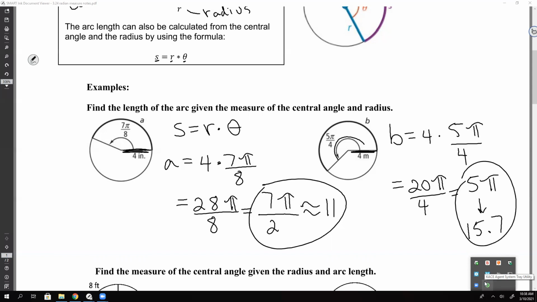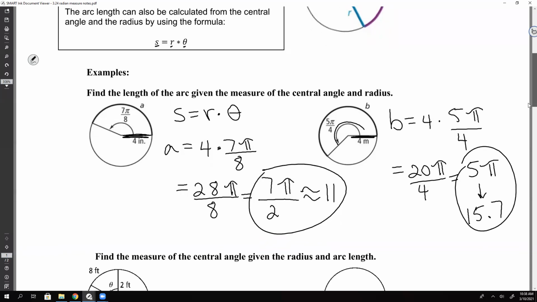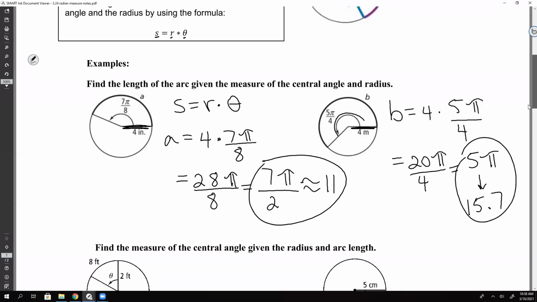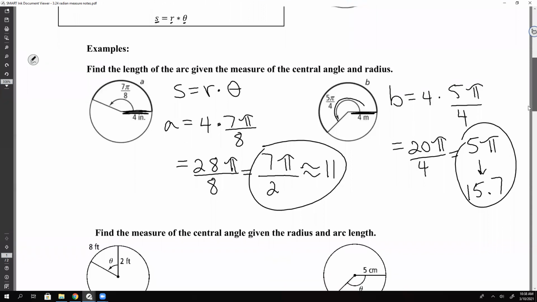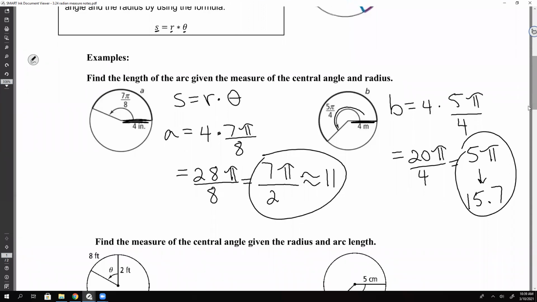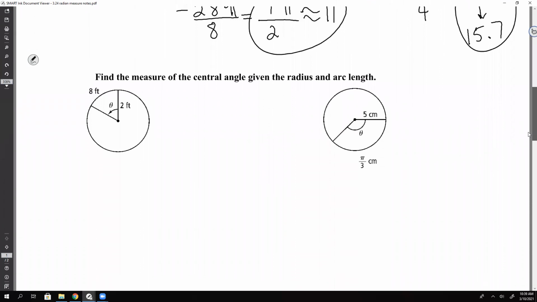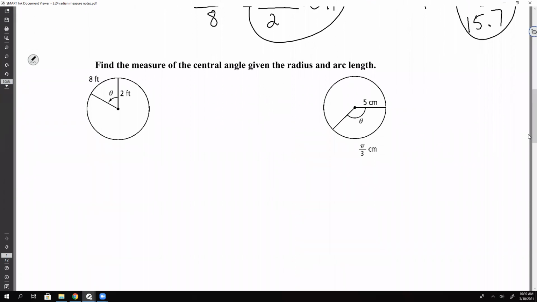Okay, so there we go. All right, so that's how to find the arc length when you're given the angle in radians and the radius, okay? This formula only works if you have radians. Okay, now it says find the measure of the central angle given the radius and the arc length.